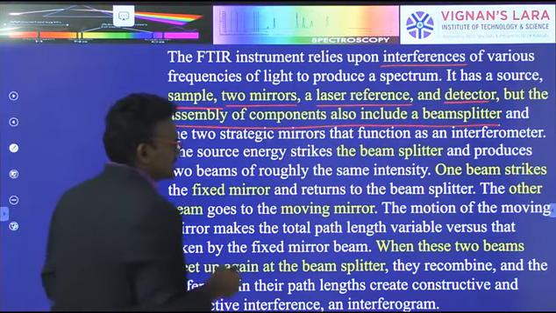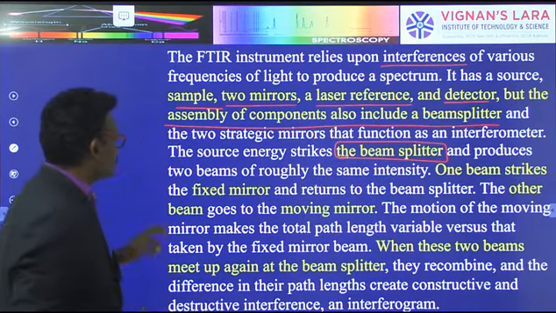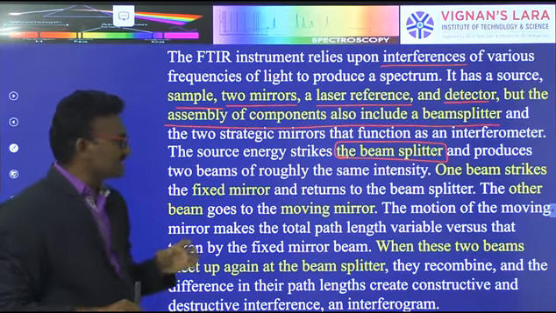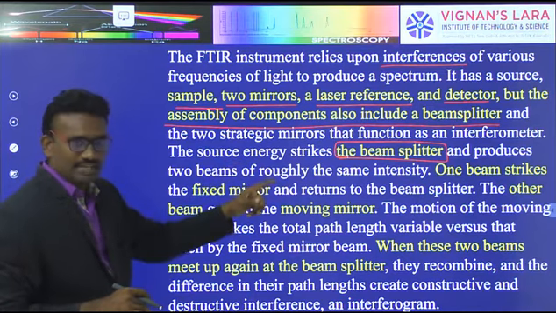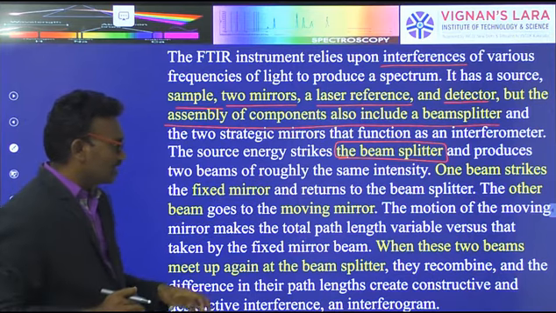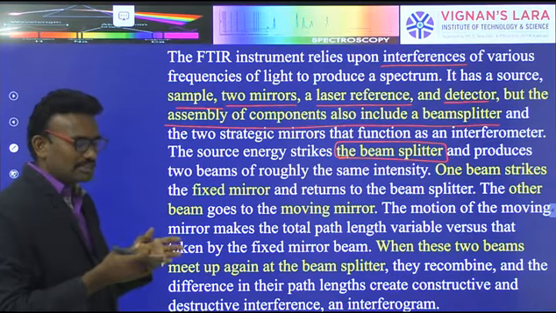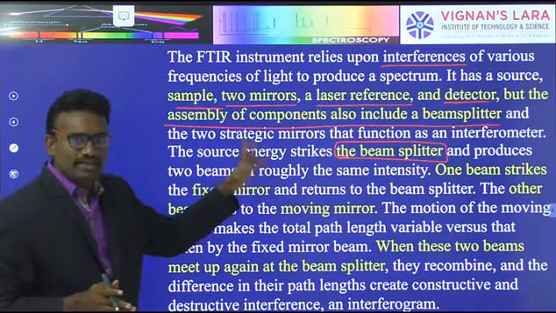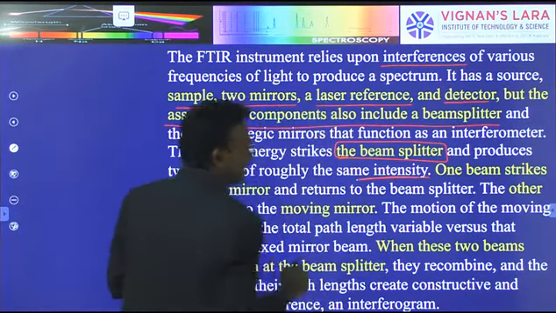The source energy strikes the beam splitter and produces two beams of roughly the same intensity. Already discussed. The light is passed into the beam splitter. First, the sample light is passed into the beam splitter, where it produces two different lights. Okay, two beams of roughly the same intensity.